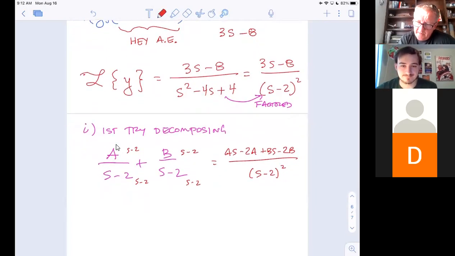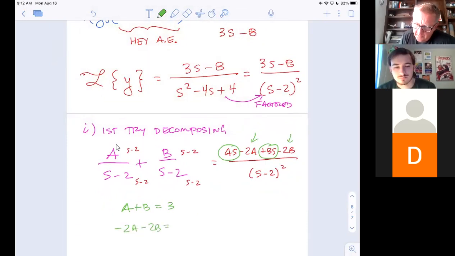So doesn't that mean then, if I switch colors, that, well, there's 3s, so that would mean this s term and this s term. So that would mean a plus b needs to be 3 to take care of the 3s, and so that's great. And then the constant, negative 8, comes from the two constants. There's a constant and there's a constant, no s term. So that means negative 2a minus 2b has got to be negative 8. Two equations, two unknowns. This is great. It's going to work awesome.